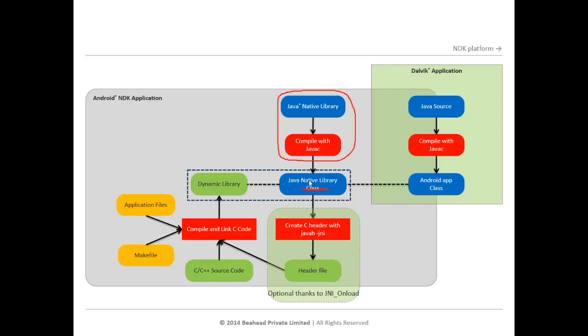Using the javah function, you will take this Java native library class and create a header file. This would be a C header file, and using this C header file you can link your C or C++ code. Once the C++ code is ready, we will use the application ABI flags and the makefile to create the shared object library, or the dynamic library. So we use the ndk-build command to create this dynamic library. So this is how the NDK libraries are created.